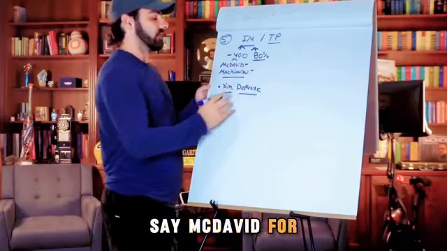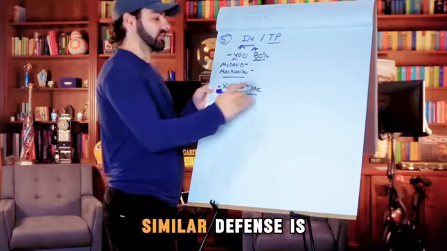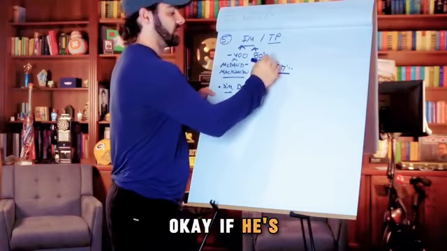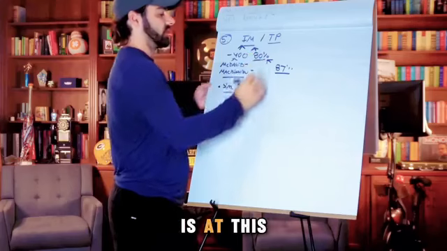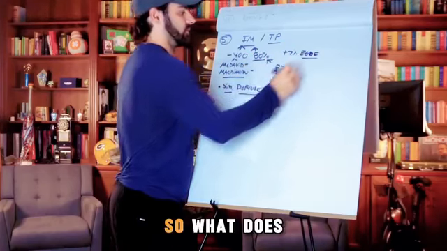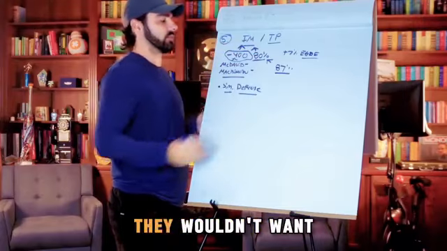Let's say McDavid's true percentage going against that certain type of defense, similar defense, is 87%, okay? If he's 87%, his line is at this. We have a plus 7% edge here, okay? So what does that mean? A lot of people would be scared of this number right here, right? They wouldn't bet this number. They wouldn't want to do it.